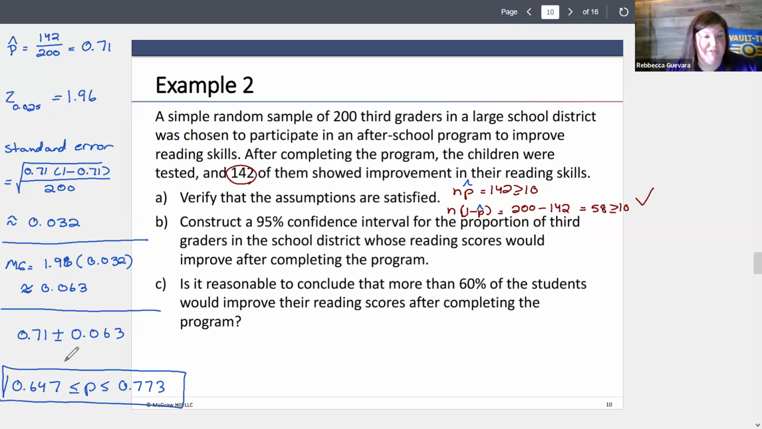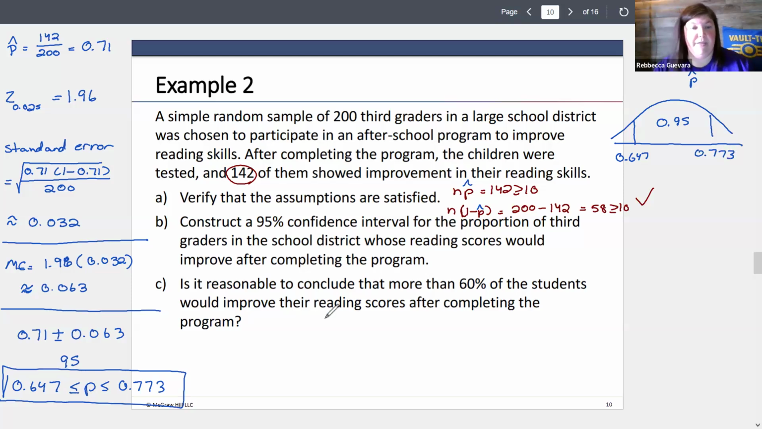So we're 95% confident of this, right? Well, what that's really telling me is that each time I collect a sample, this is my distribution of sample proportions. So my p hats we expect to be normal because the assumptions were verified. And we know that 95% should be between 0.647 and 0.773.